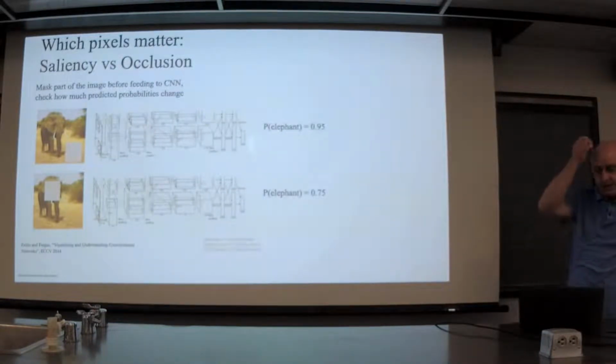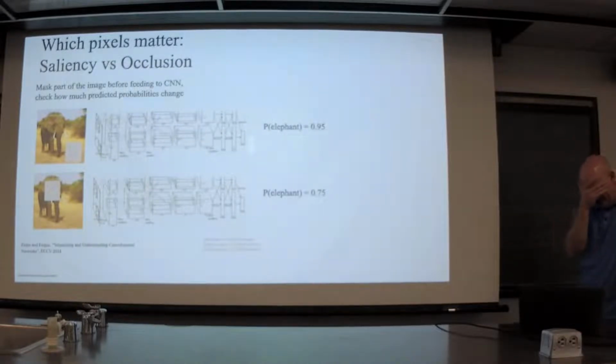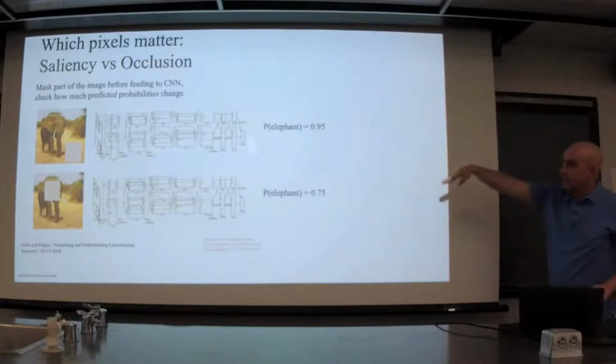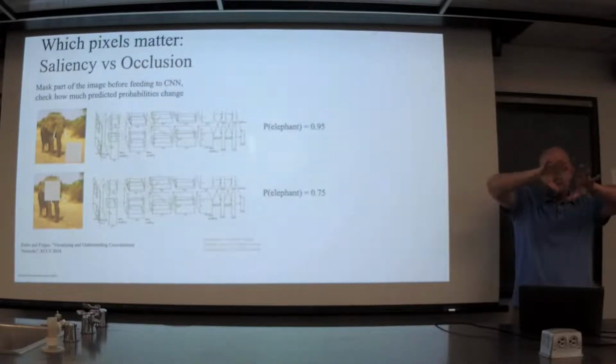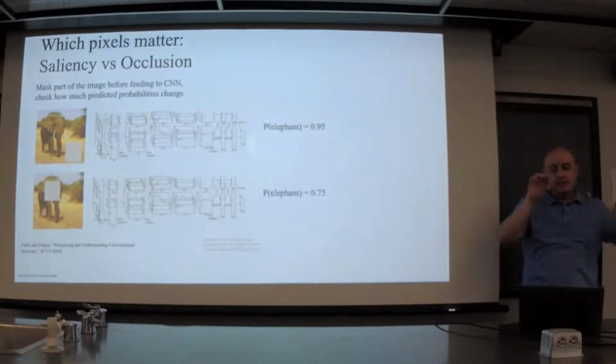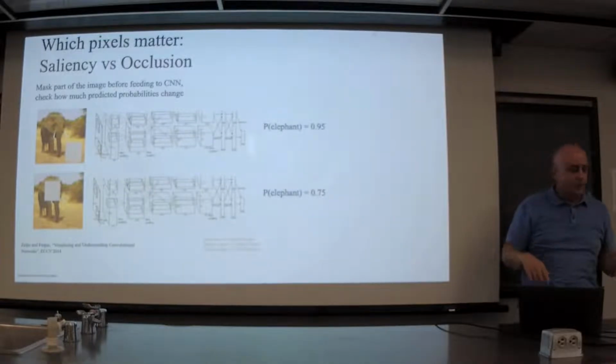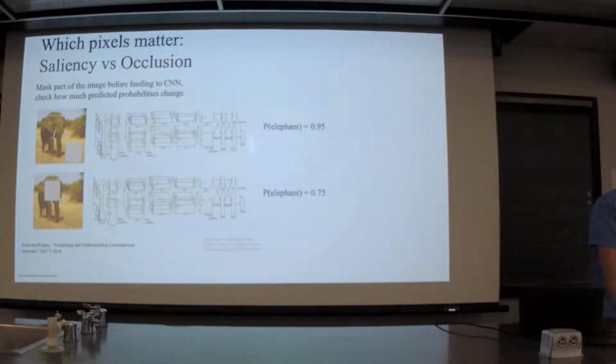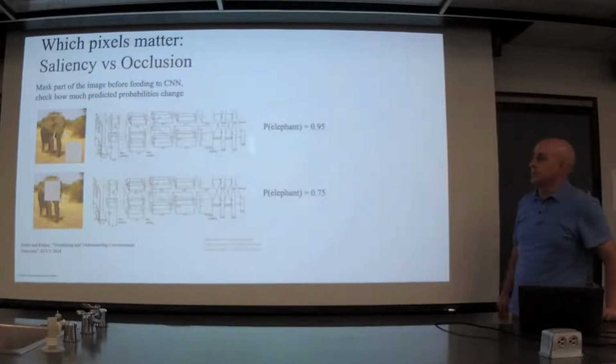Okay, here's another way to think about how to visualize these things or how to understand them. The next set of techniques go under the theme of saliency and occlusion. What you're trying to do with these techniques is to think about the input and what parts of the input are really important for the decisions that the network is making. One way to do this is through what's called occlusion.